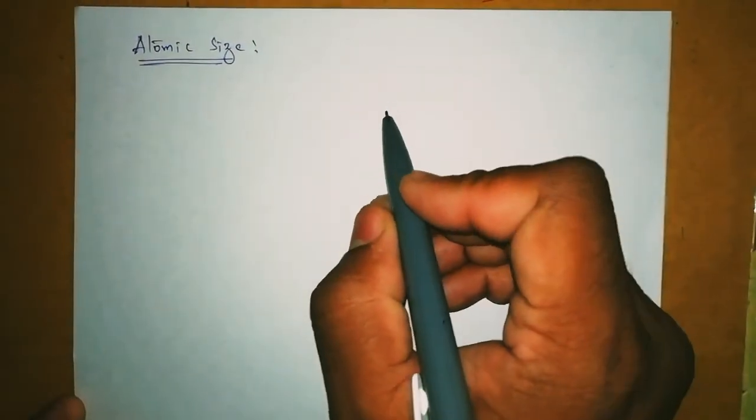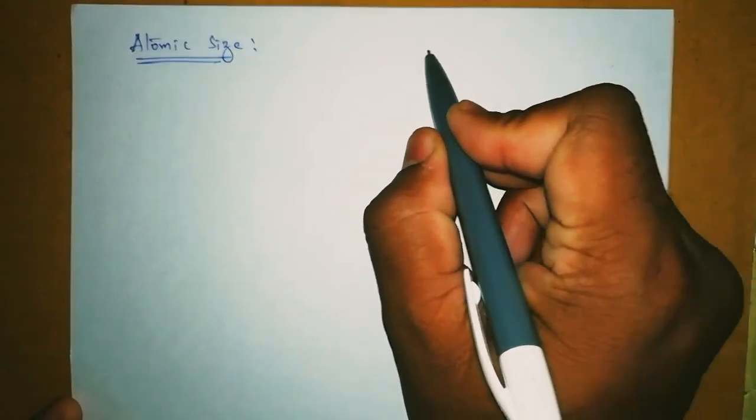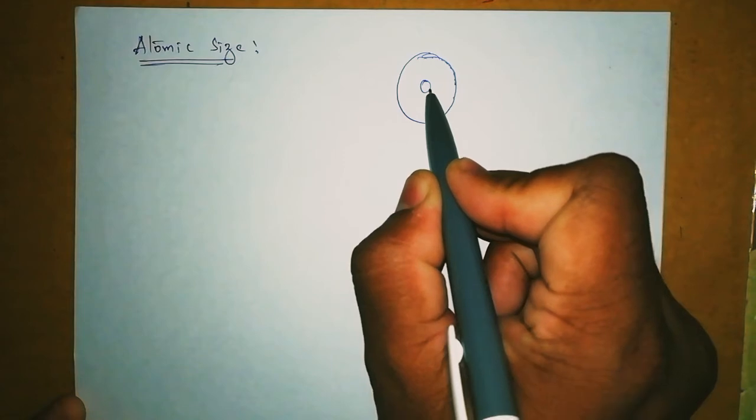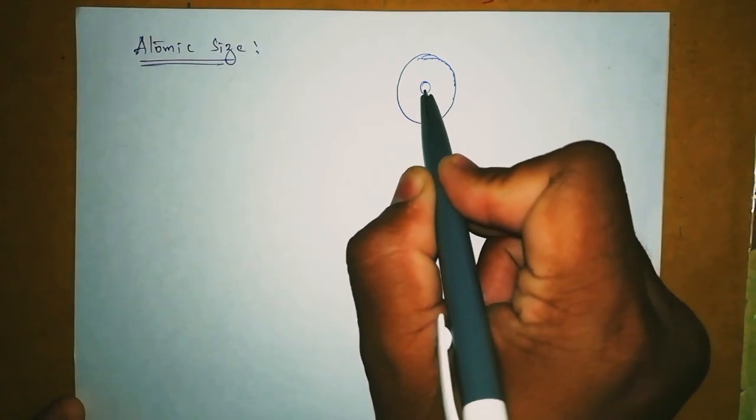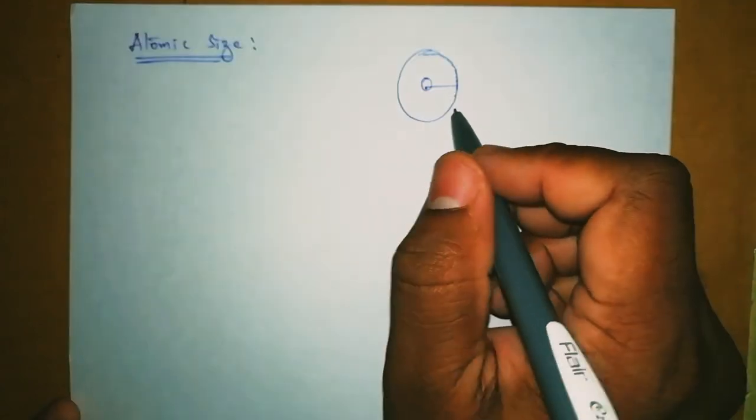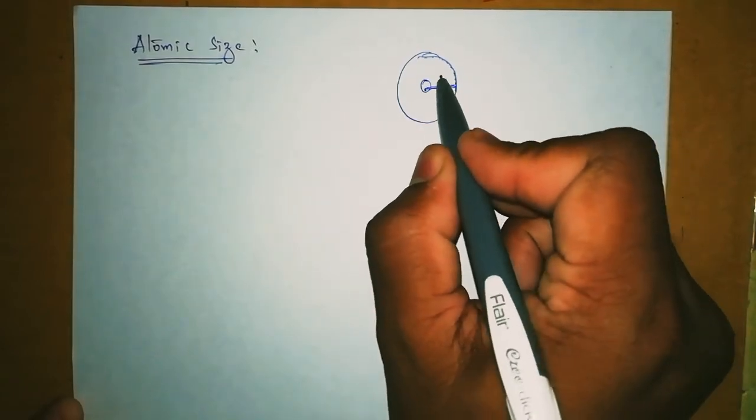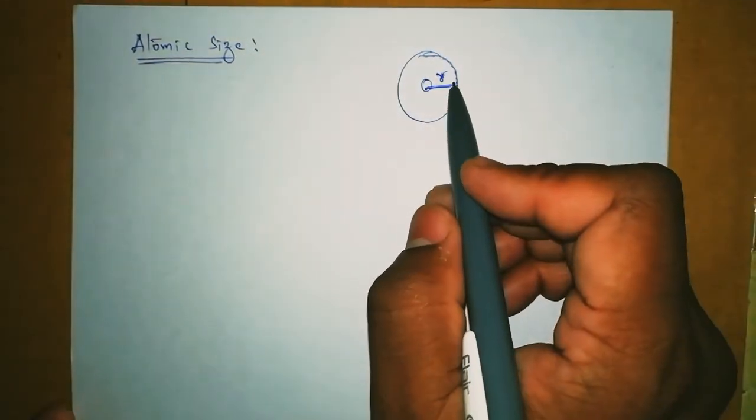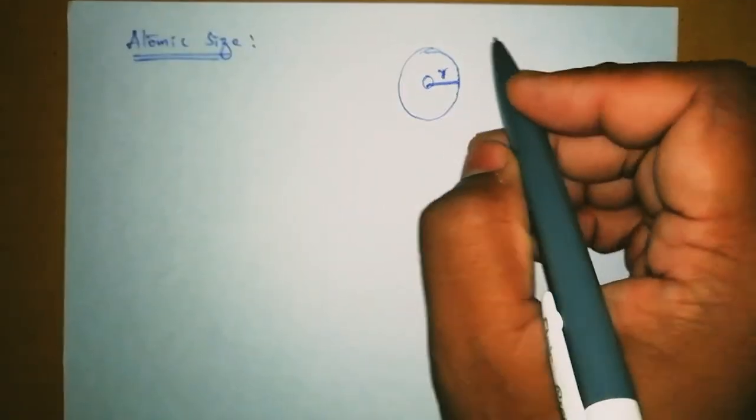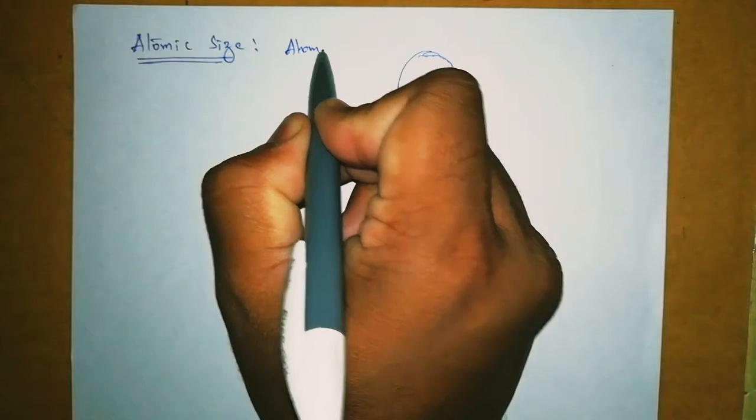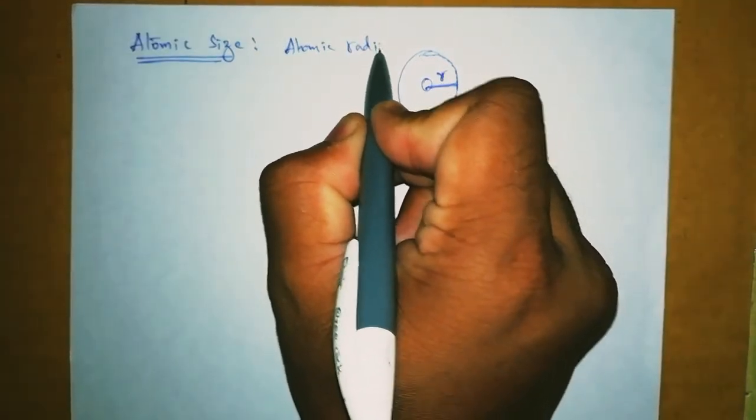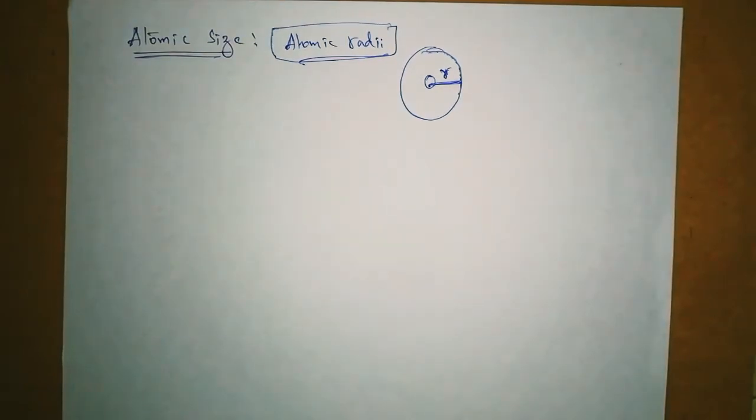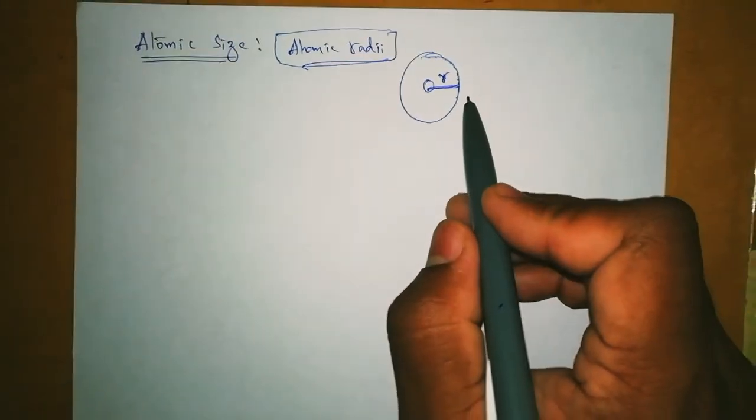What is atomic size? It represents the radius of an atom. For example, this is an atom and the nucleus is present inside. That means the distance between the nucleus to the outermost shell of an atom. Okay, this is the radius. In other words, atomic size भी बोल सकते हैं, or in other words we can say atomic radii. Okay, we can say anything. Atomic size is nothing but the distance between the nucleus to the outermost shell of an atom.